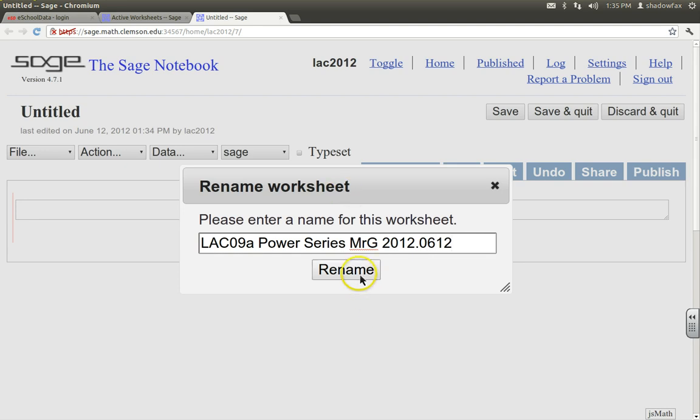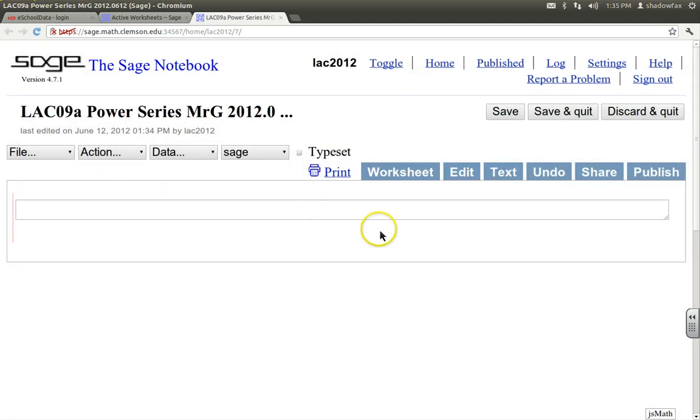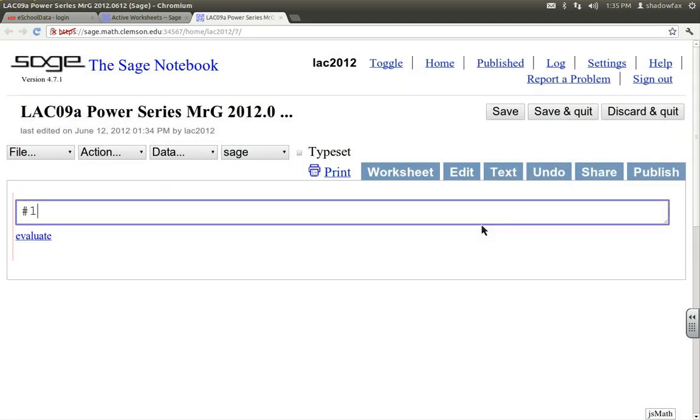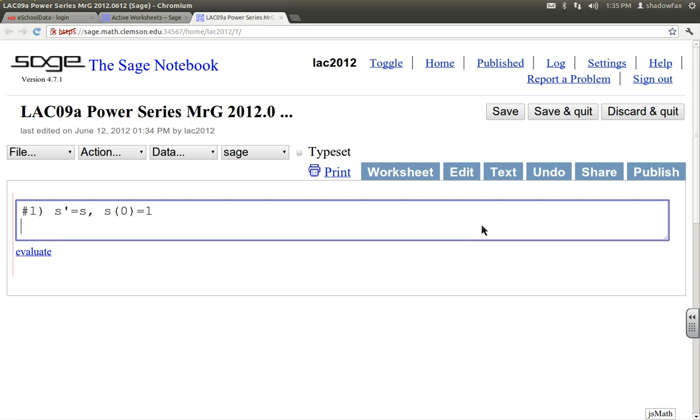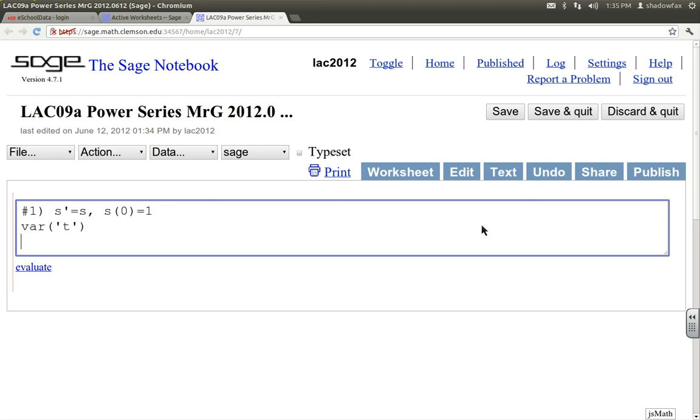Okay. All right, so number 1 was s prime equal to s and s sub 0 equal to 1. So now I want s as a function of t. So how about we var t, and we defined s as a function, s of t.